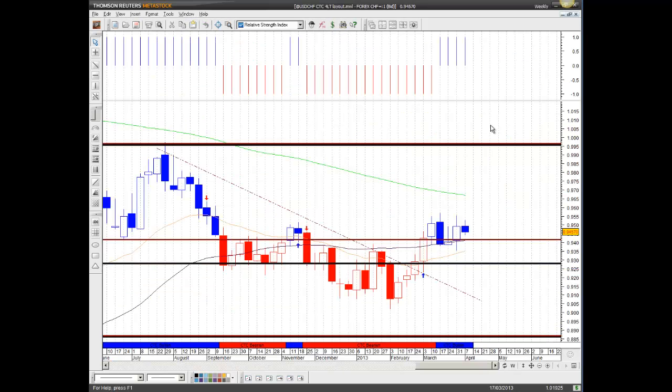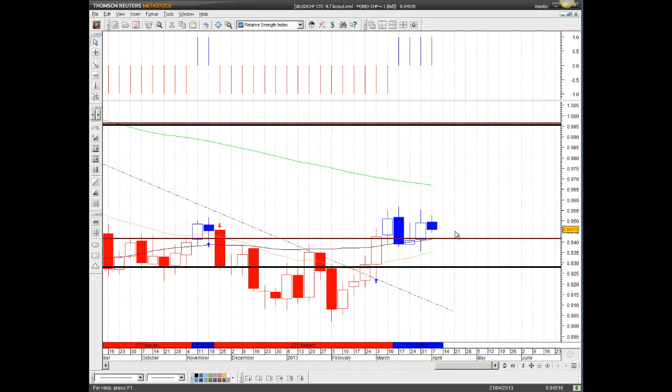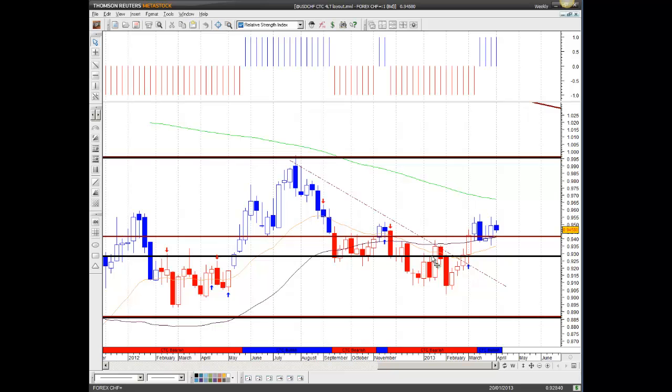Onto the Swiss franc. Let's have a look at the US dollar Swiss franc. So what's been happening here again? Price still maintaining above that 940. I have mentioned that as long as price stays above this price support and resistance level here at 940, we should look for price to continue to the upside.